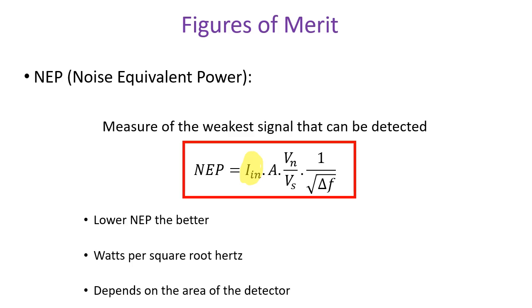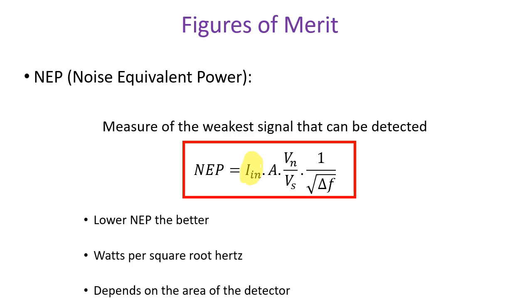And then you see that this Vn over Vs is basically the ratio of the voltage associated with the noise and the voltage associated with the signal. That ratio is precisely this Vn over Vs. And it also is multiplied by the inverse of the square root of the bandwidth, right? So I'll come to how operationally one should think about this.